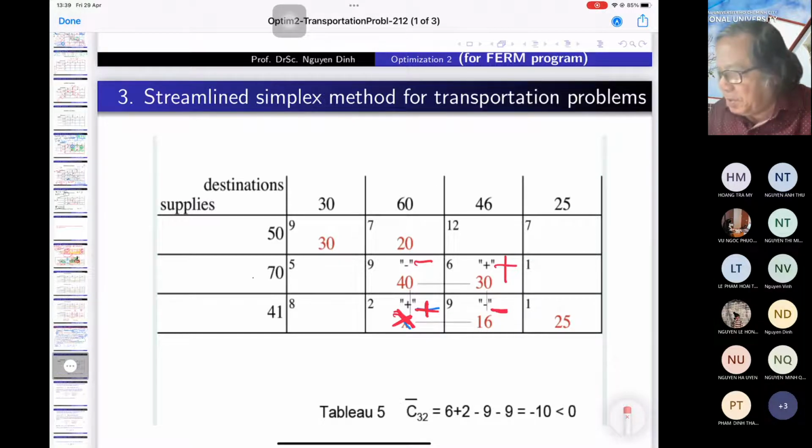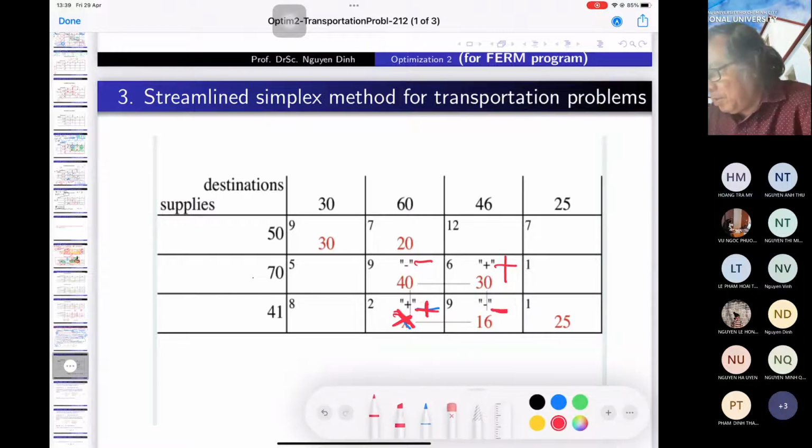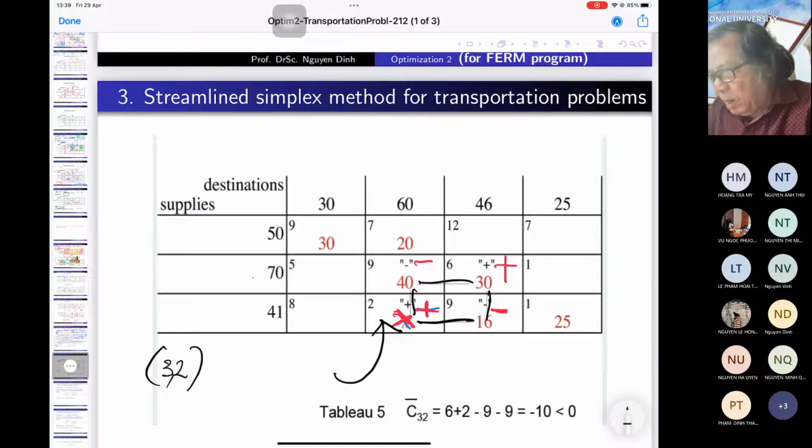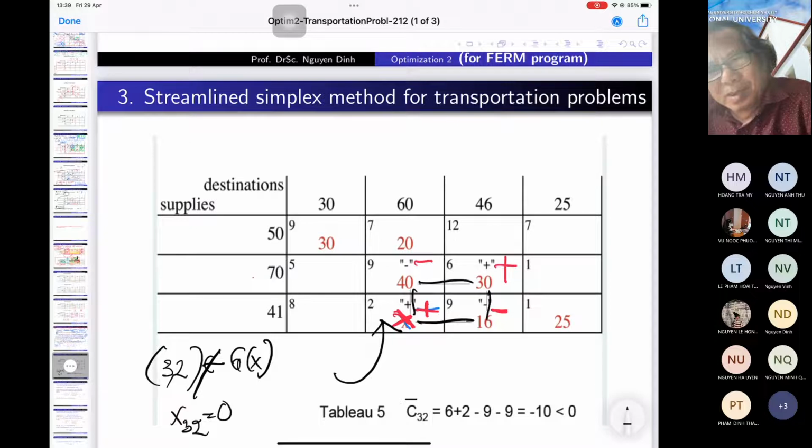Now you see you have plus minus, and you have a cycle here. Is that okay? Take a look at the cycle. You have the cycle, this one, this one, this one, this one. And you remember the cell you enter here. The cell you enter here is 3, 2, which is not in the basis. Is that okay? And X32 is 0. That means the flow on this is 0.